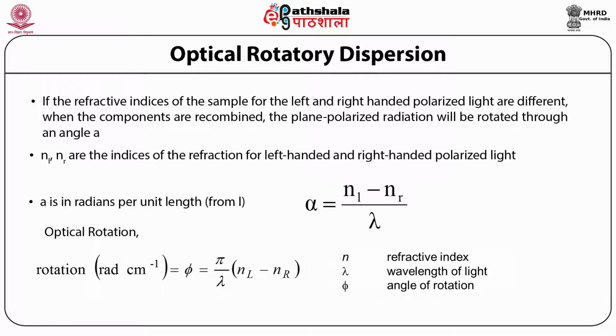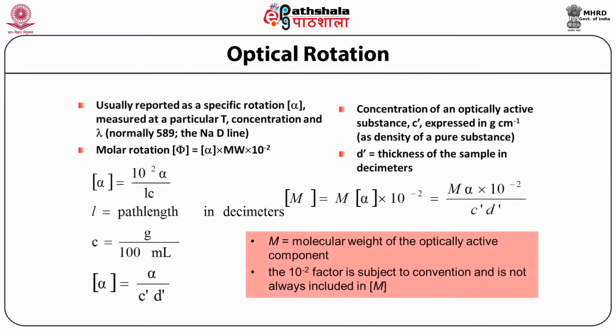And n_L and n_R are the indices of refraction of left and right-handed polarized light. And alpha is the radian per unit length from the lambda, given as (n_L minus n_R) divided by lambda. And the optical rotation is defined as the radian per centimeter, phi equals pi by lambda into (n_L minus n_R), where n is the refractive index, lambda is the wavelength of the light, and phi is the angle of rotation in optical rotatory dispersion. We discuss the optical rotation.